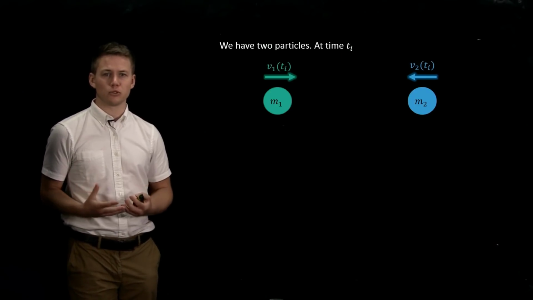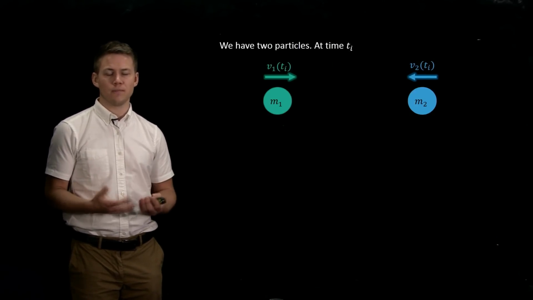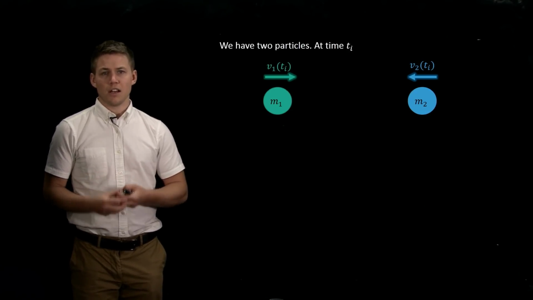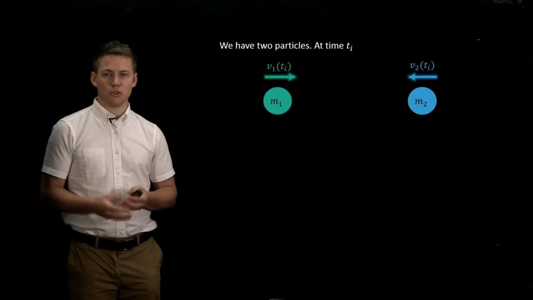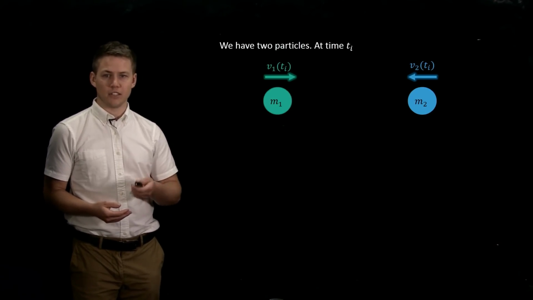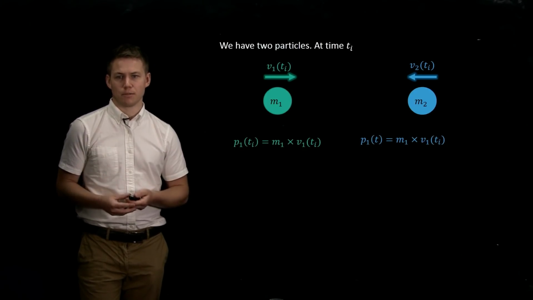We have two particles traveling towards each other with different velocities, v1 and v2, and we think about them at some time ti, the initial time. If they have masses m1 and m2 and their velocities are given by these functions v1 at ti and v2 at ti, then we can write down, of course, their momentum at that moment.